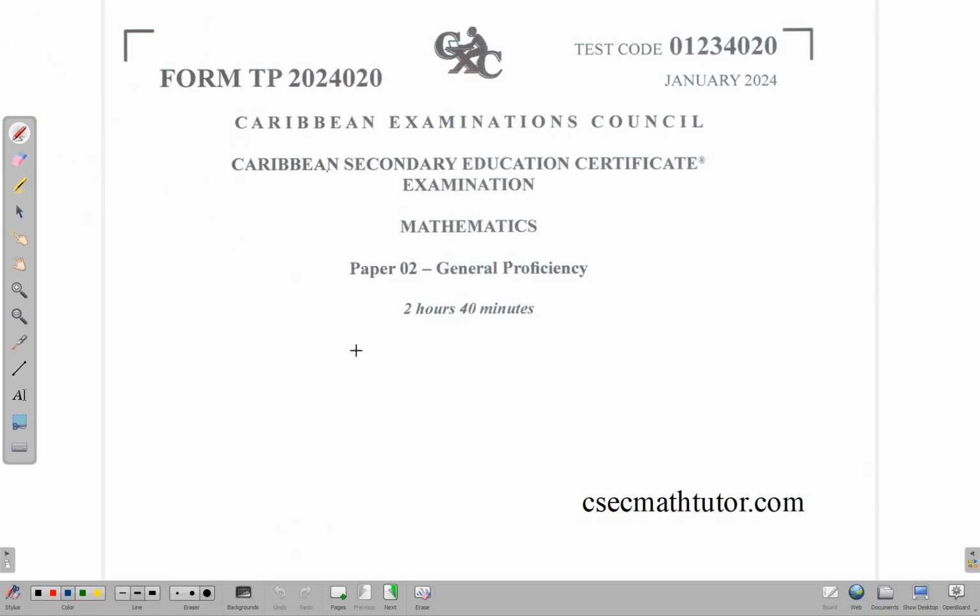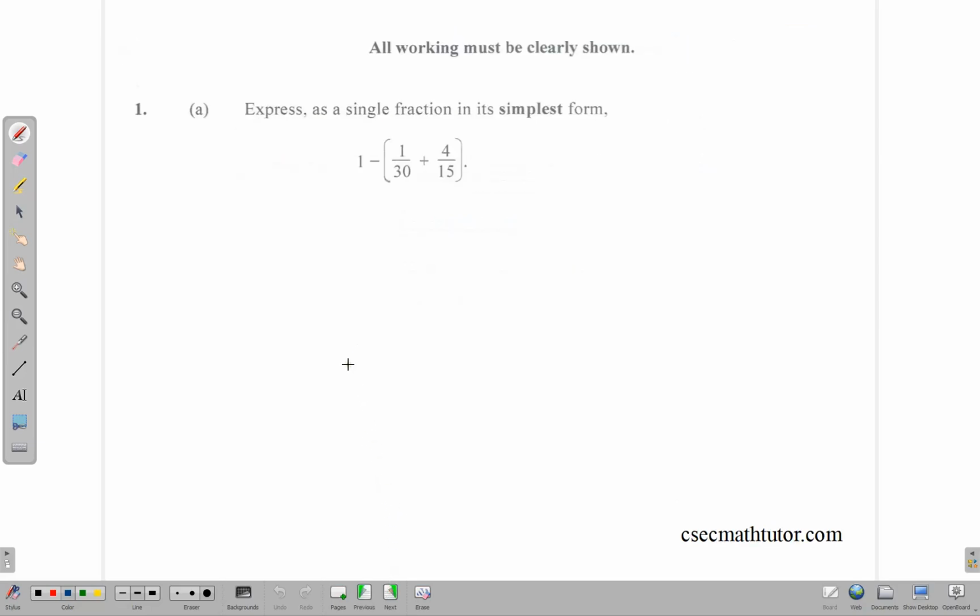In this video, we will be looking at the solution for question 1 on the January 2024 CSEC Mathematics Paper 2. It begins, expressed as a single fraction in its simplest form, 1 minus (1 over 30 plus 4 over 15). And from this, we realize we need to work out the bracket first.